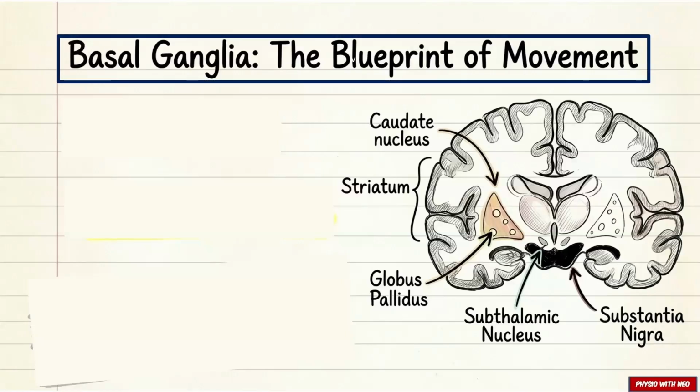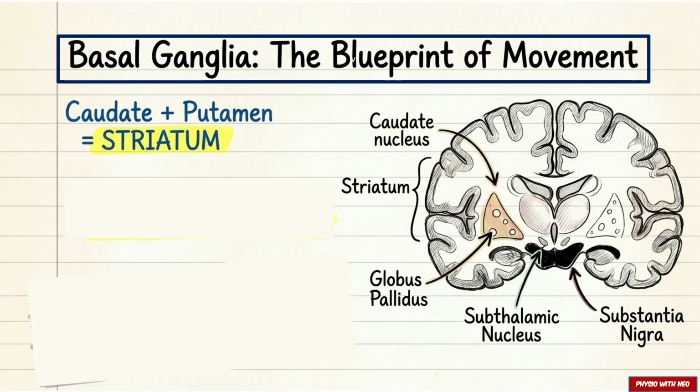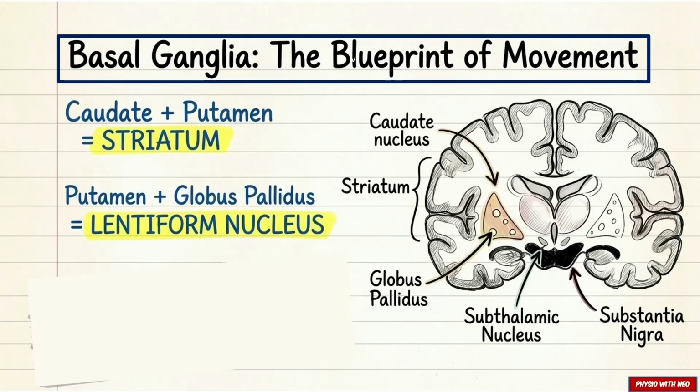Think of basal ganglia as the brain's movement control room. Here's the first memory trick. Caudate plus putamen is called as striatum, whereas putamen plus globus pallidus is called as lentiform nucleus. That's all you need to remember for the anatomy. Now let's look at the highlighted note.